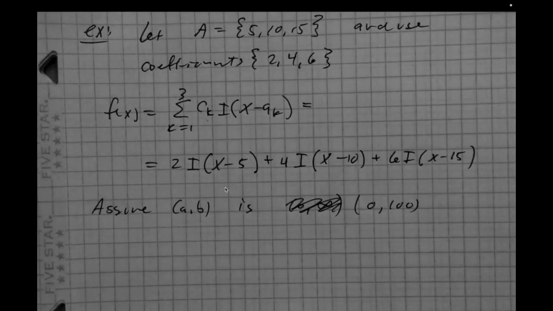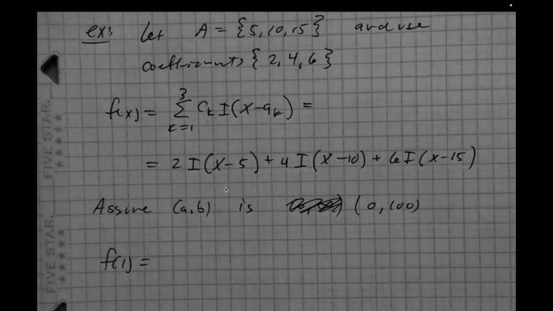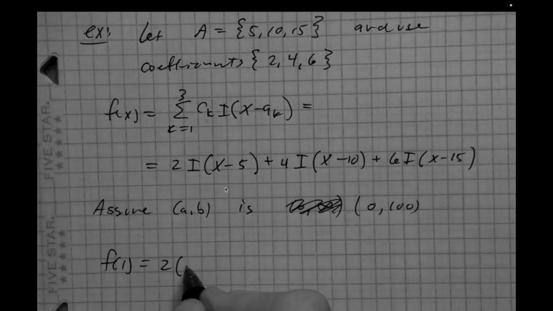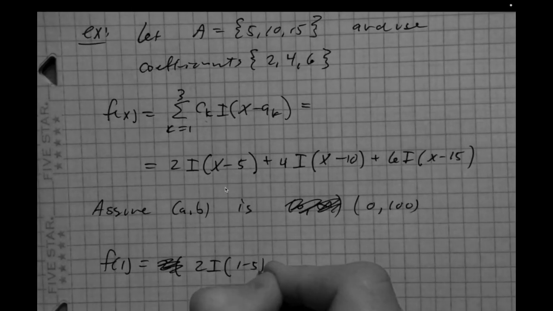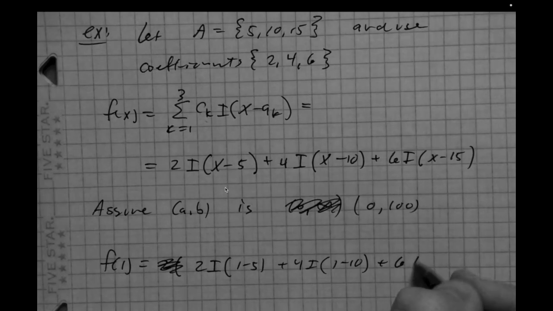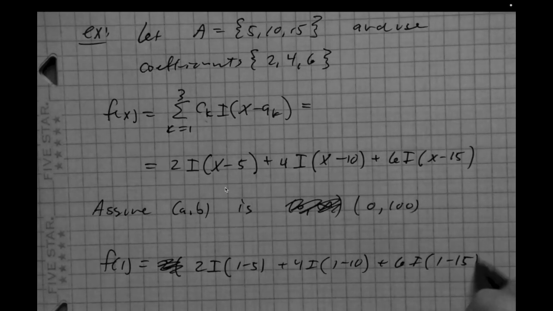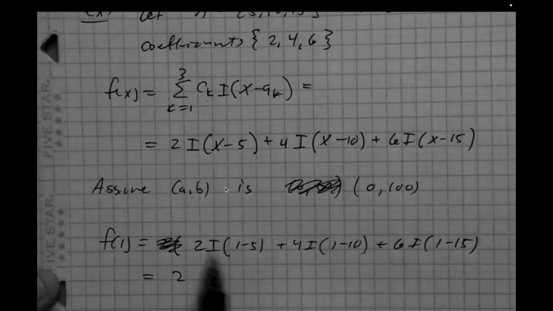And so let's plug in some values here. Let's see what f of 1 is. If I plug 1 into this function, what do I get out of it? Well, it's 2 I of 1 minus 5 plus 4 I of 1 minus 10 plus 6 I of 1 minus 15. Right, and so that's 2, and then I of 1 minus 5 is I of negative 4, so that would be 0.